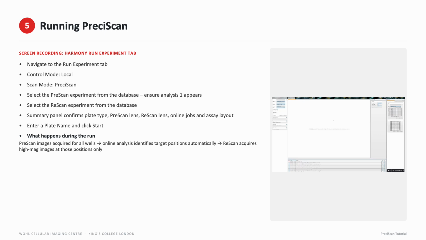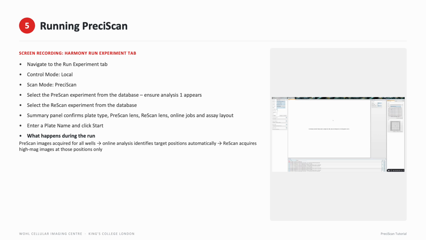Once you've got that saved and ready to go, you're then ready to actually run your PreciScan experiment. So you navigate to the Run Experiment tab, control mode, leave it in local. Remote has nothing to do with PreciScan. That's for when you want to use the robot arm that you're sitting next to. That's a whole different tutorial. Scan mode, PreciScan, obviously. That's the point of the tutorial.